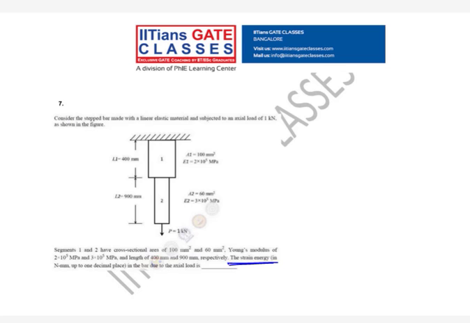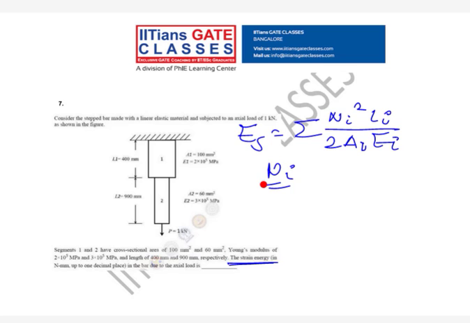Now we know for a stepped shaft, what is the strain energy stored? Strain energy U is equal to sigma Ni square Li upon 2 AiEi. Now here, what is the Ni? Is it equal to P or is it changing? If you take section 1 or section 2, what is your reaction? N1 is equal to N2 is equal to P, because there is no intermediate load, right?